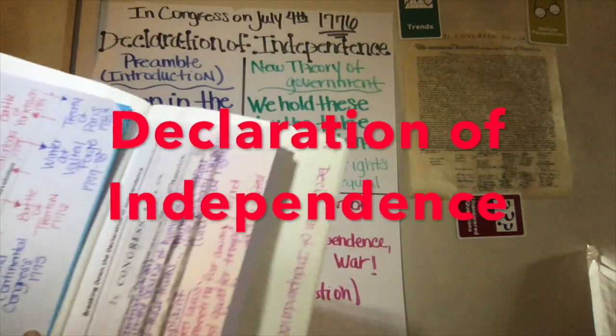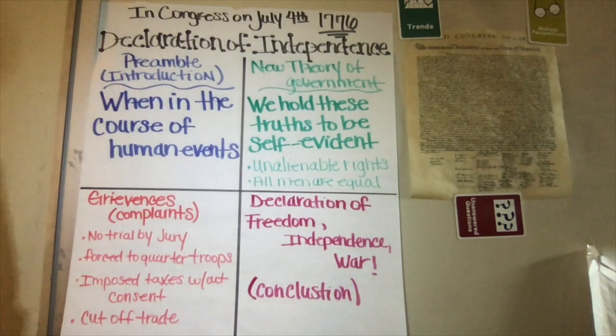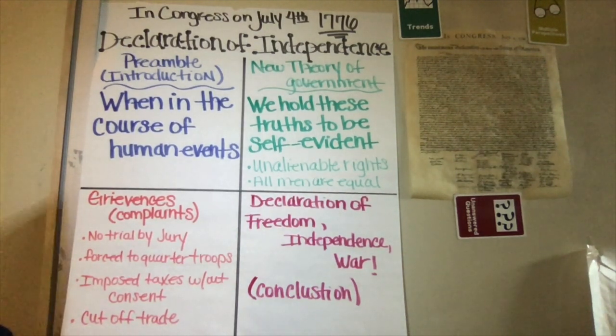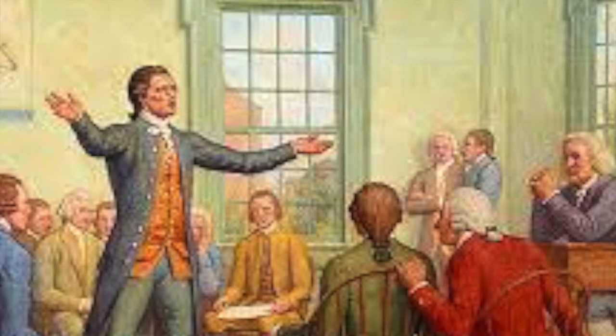We are on page 29 of our journal. We're going to discuss the Declaration of Independence. Now, after Lexington and Concord, which was the first battle of the American Revolution, the colonists meet at the Second Continental Congress to discuss what their next plan of action is.